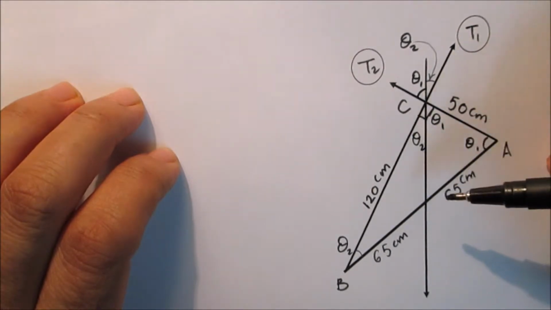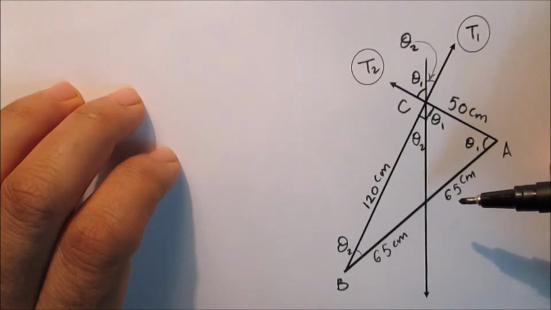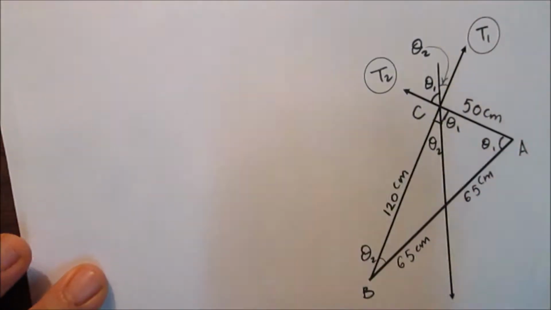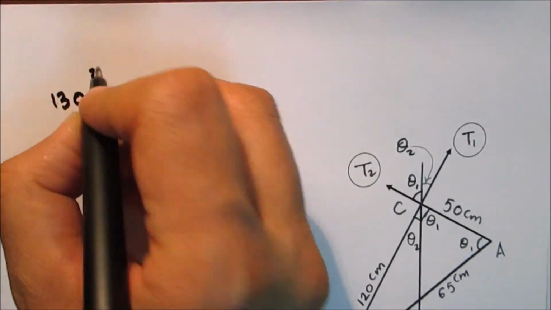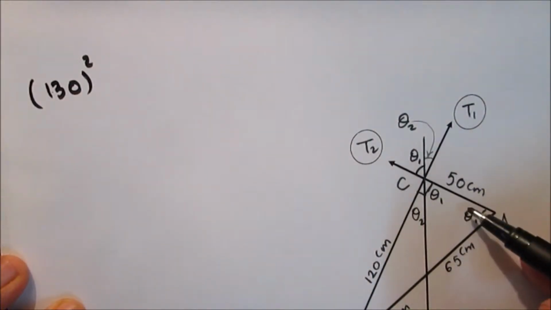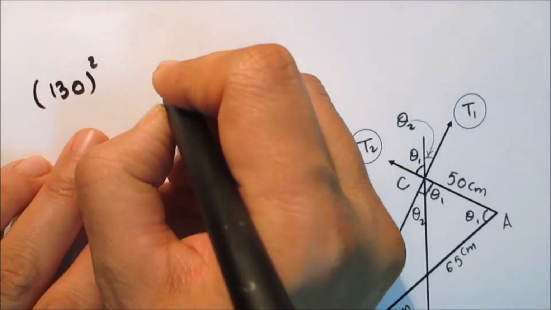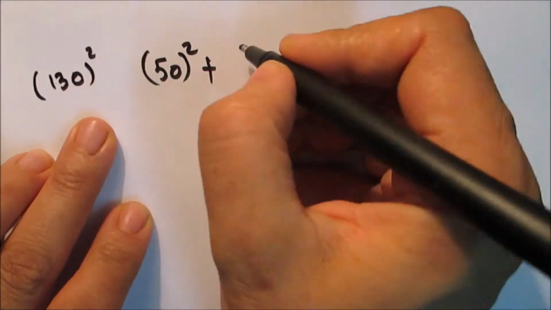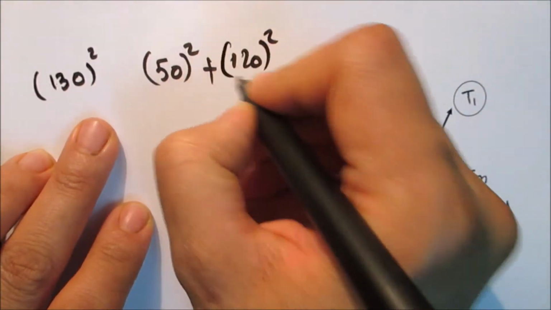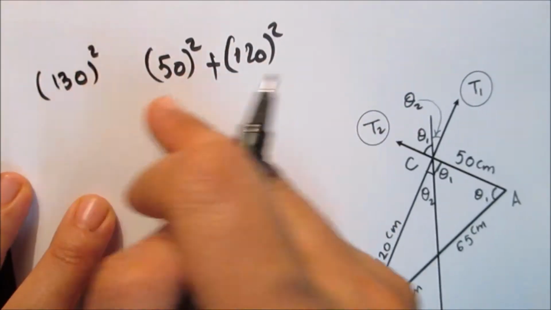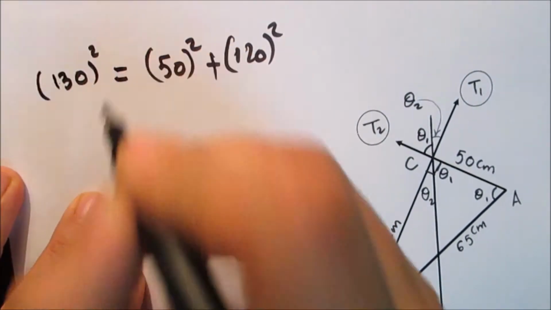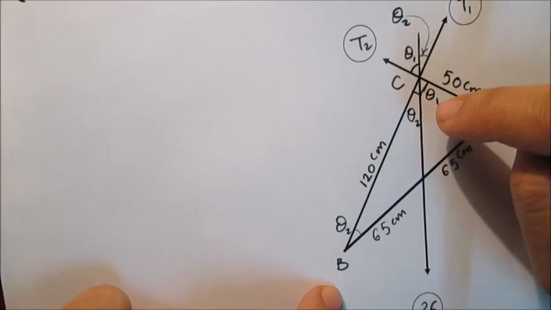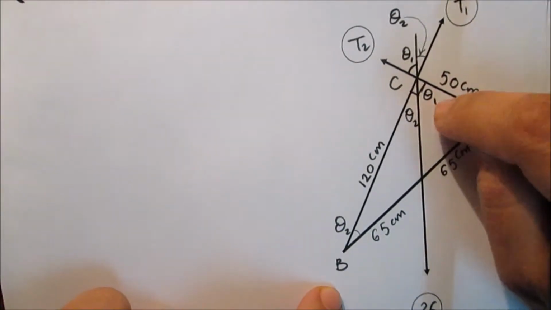Let's compare the squares of the sides of the triangle to identify its type. Let's start with the longest side, AB, which is 130 squared. Check the sum of the squares of the other two sides: 50 squared plus 120 squared. Calculate and compare. The two are equal. So the triangle is a right triangle. The hypotenuse is the longest side, AB. It's right-angled at C.